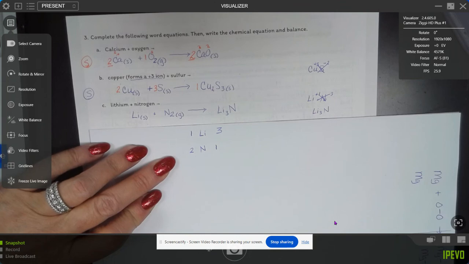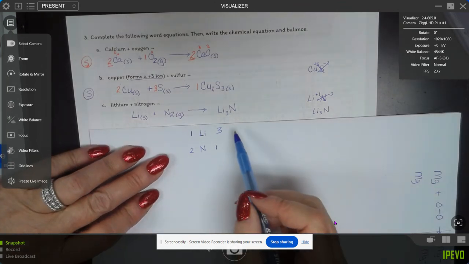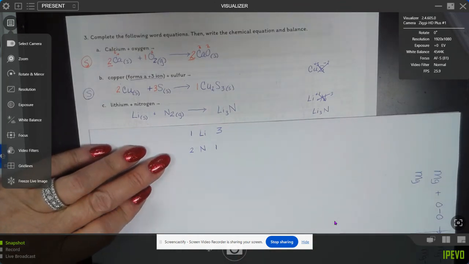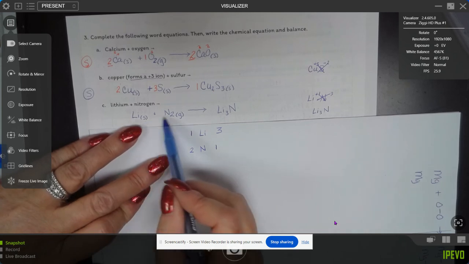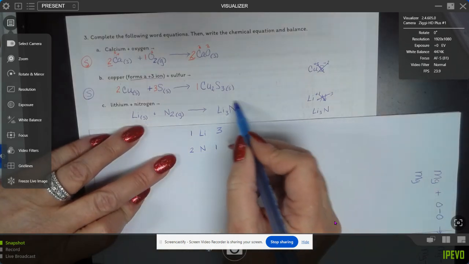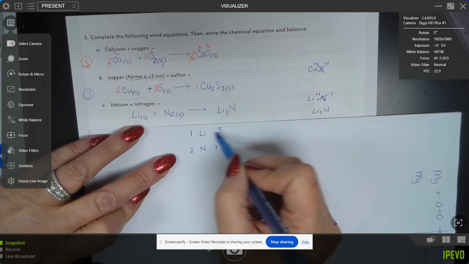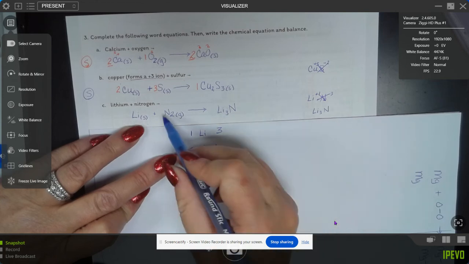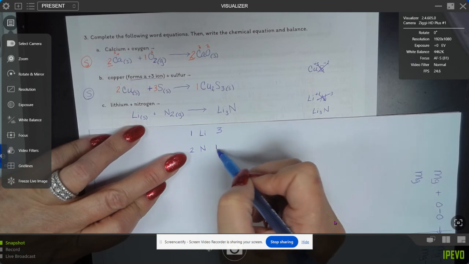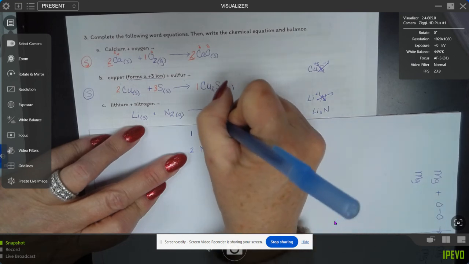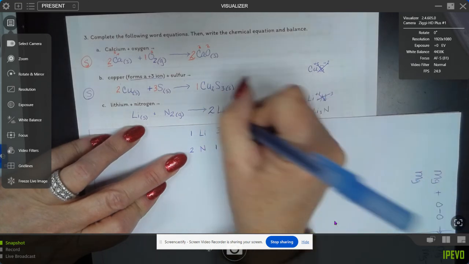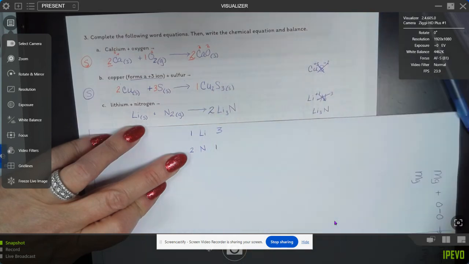Rule of thumb, if possible, balance your compounds first. Leave the solo ions till last. So lithium and nitrogen, we're going to balance. We're going to see if this needs to be changed. So I've got 3 lithium. Over here, I've got 2 nitrogen. Over here, I've only got 1. So I need to put a 2 here. Okay, so now, I'm going to use my other pen.